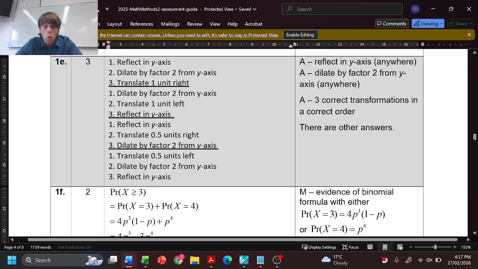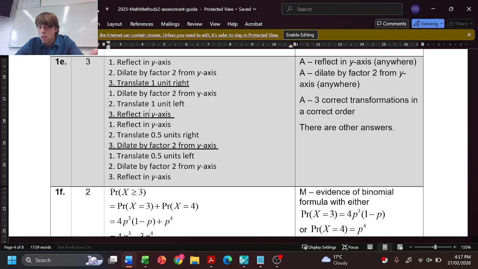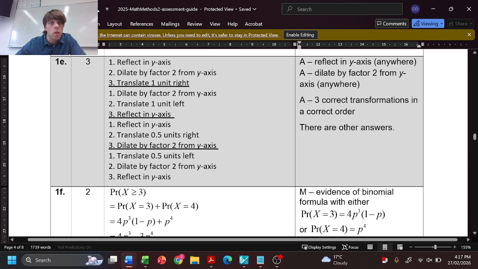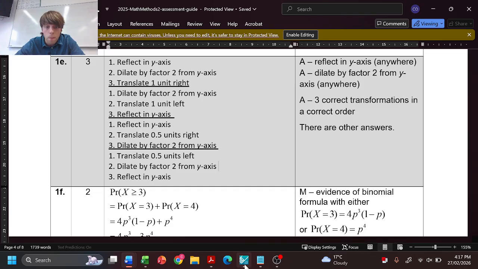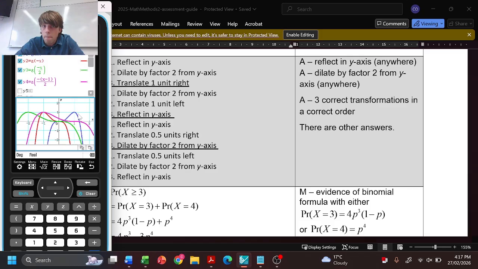As you can see, the order of these things does matter, and there are only particular orders that are valid solutions. So just make sure that your order is correct. It does say there are other possible answers, but be really careful to make sure. Maybe you could play around with the CAS screen like I've done here. Make sure that whatever order you've used actually makes sense and does take us from the blue graph there to the pink graph, which is where we want to end up.